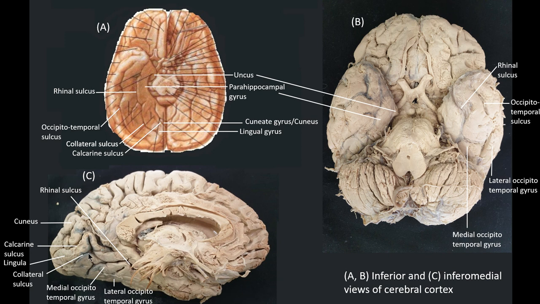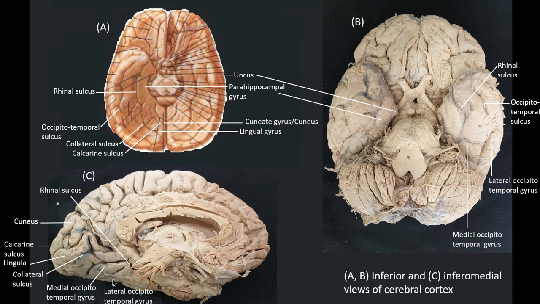Now the collateral and the rhinal sulcus separate the parahippocampal gyrus from another gyrus here, which is known as the medial occipitotemporal gyrus. If there is a medial occipitotemporal gyrus, then there has to be a lateral occipitotemporal gyrus as well, which is more laterally placed. And in between them, there is a sulcus called the occipitotemporal sulcus, which is not really that clearly visible over here, but that sulcus divides the occipitotemporal gyrus into a medial occipitotemporal gyrus and a lateral occipitotemporal gyrus.